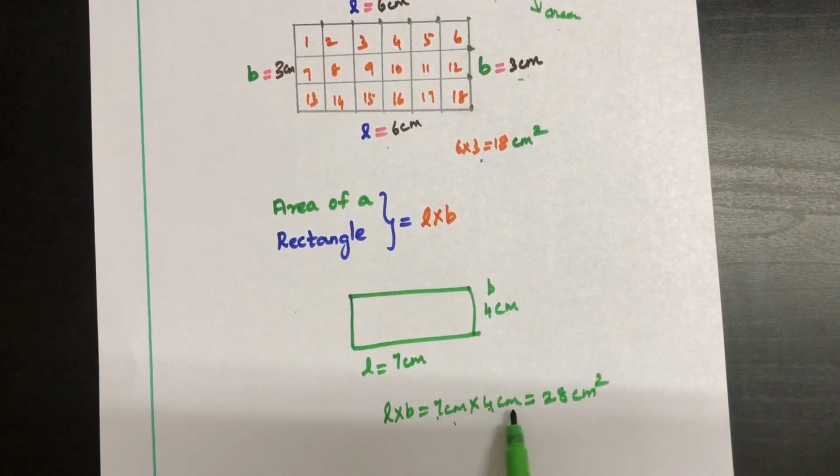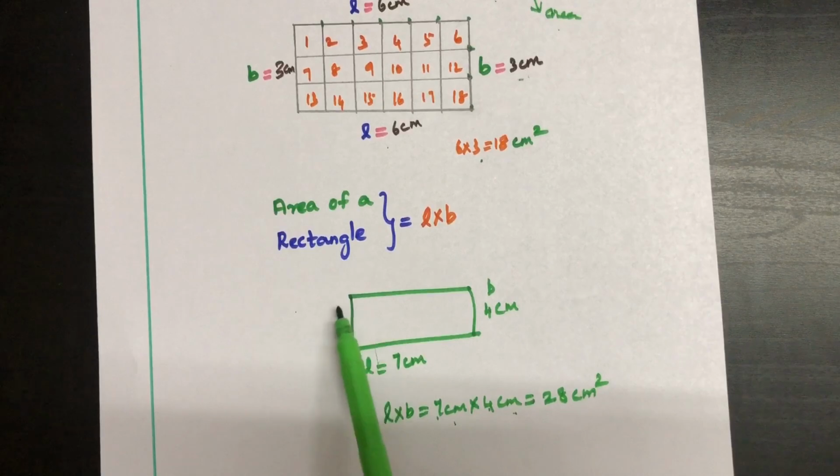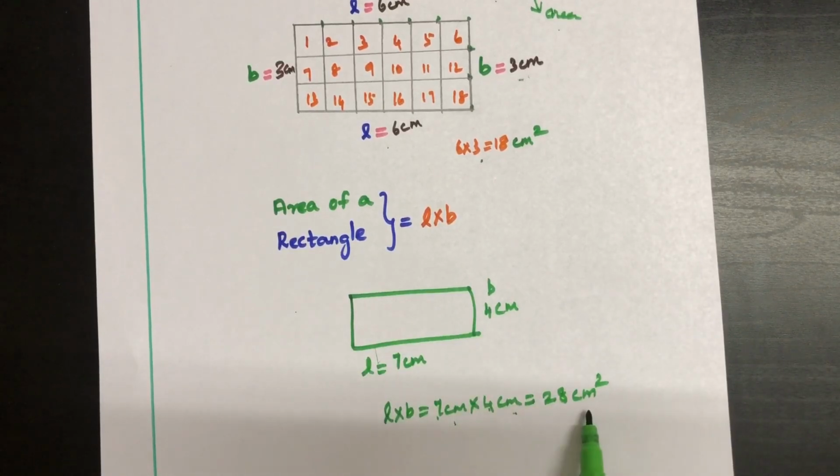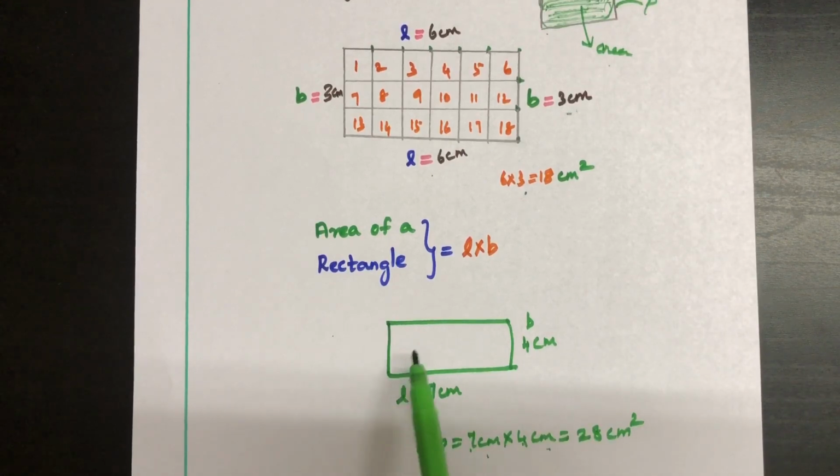While dealing with area, you always have to put centimeter square, not centimeter alone, because we are multiplying two times, this way and this way. So this is centimeter square. If possible, divide the length into 7 equal parts and the breadth into 4 equal parts, find your answer as 28, and leave a comment whether it works out or not.